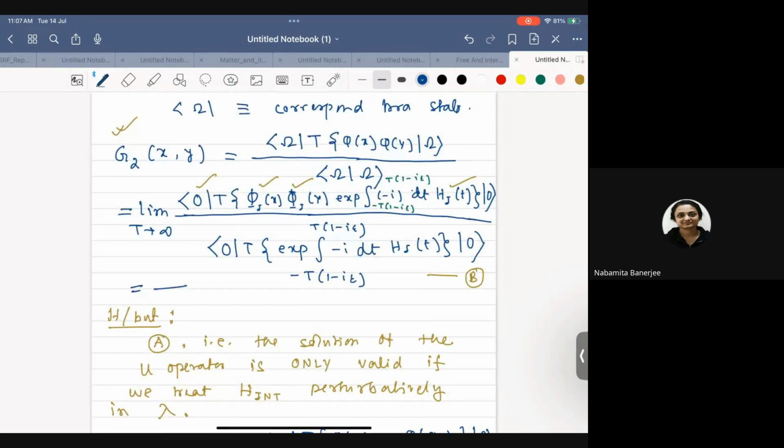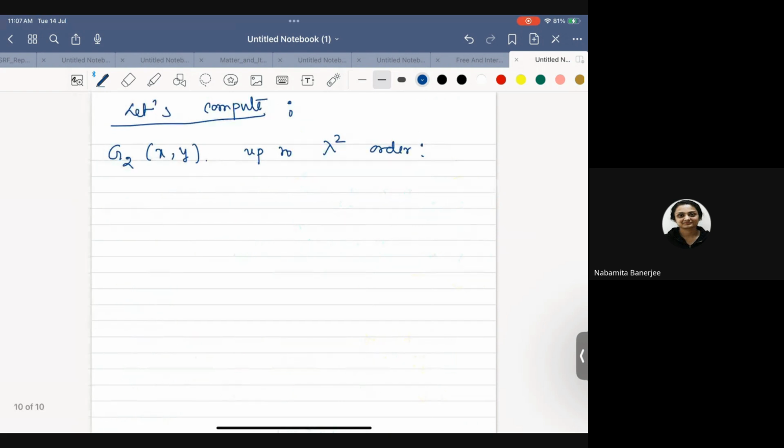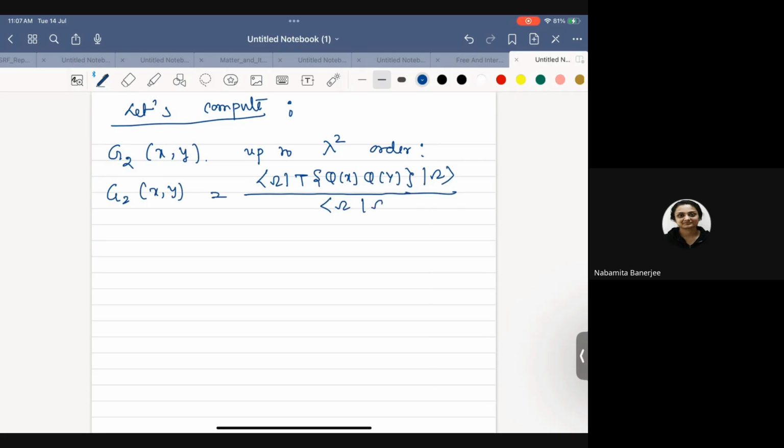Let me write it as N by D. By N I mean the numerator, by D I mean the denominator. Both sides I have to compute, and then eventually I have to take this division to find the result. So basically what am I trying to compute? I am trying to compute this quantity: Omega, phi x, phi y, Omega.